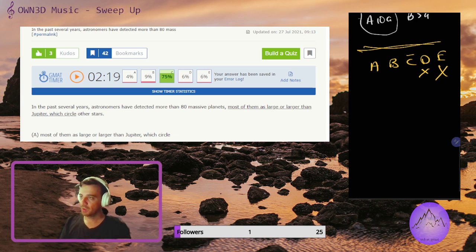And so most of them as large or larger than Jupiter is essentially describing the planets. So it's a modifier, like an adjective phrase or whatever the word for that would be. And then circling is a verb. So clearly the description and the action are not the same type of construction. So that's the problem with B, I think.